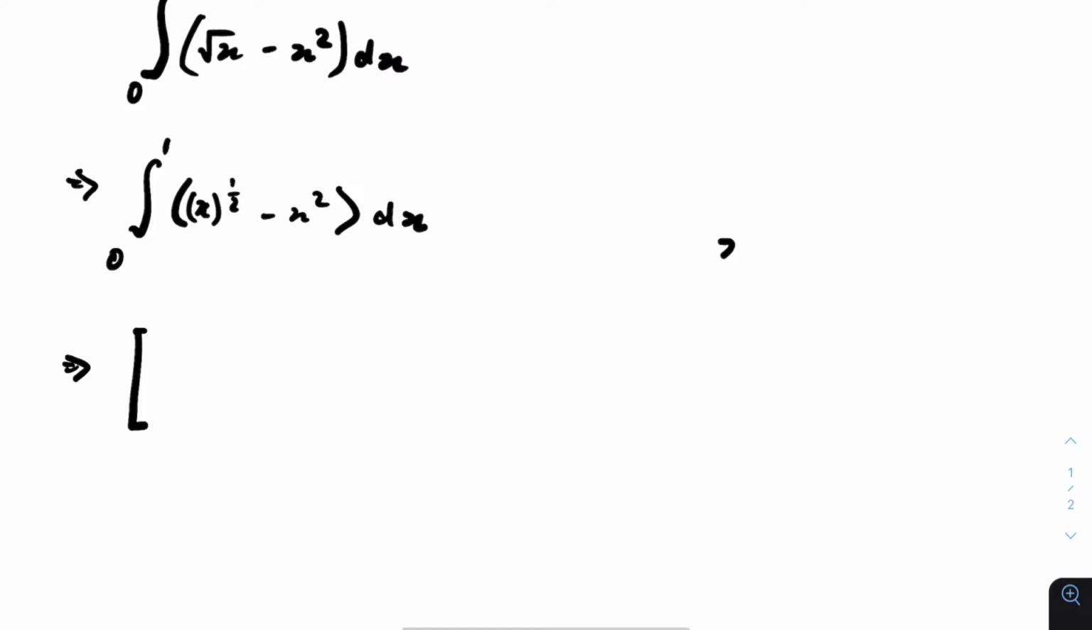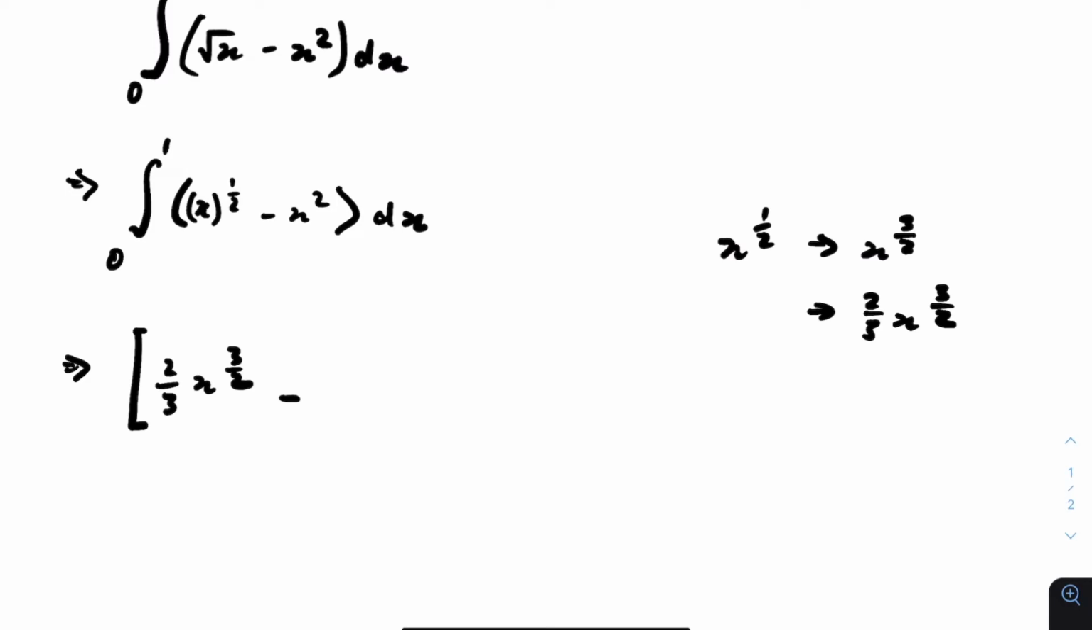So let's start with x to the power of half. That becomes x to the power of 3 over 2 when we increase the power, and then we divide by that, so we get 2 over 3 x to the power of 3 over 2. We know this is true because if we take the derivative of that, it will give us x to the power of half. Then minus x squared: increasing the power by 1, we get x cubed, divided by the power, we get 1 over 3 x cubed. This is our integrated function.